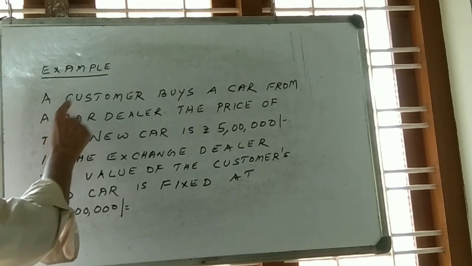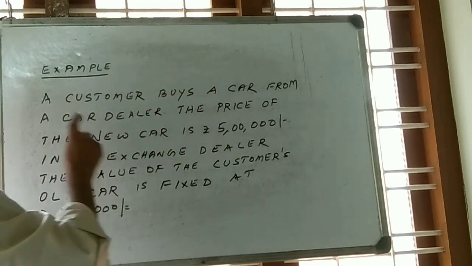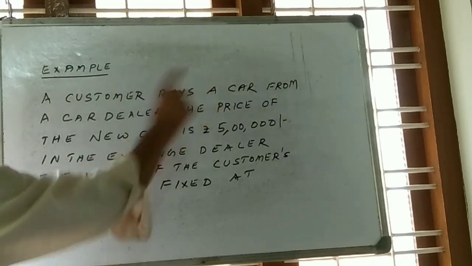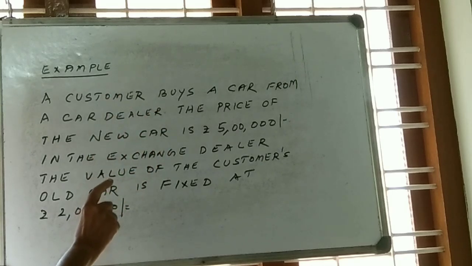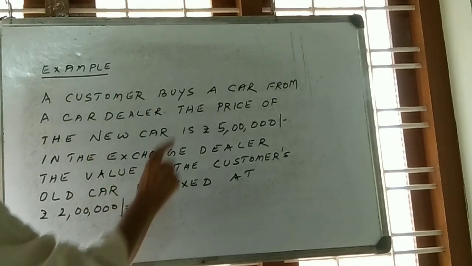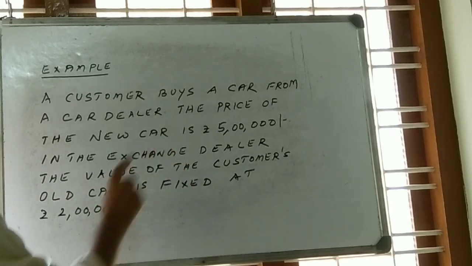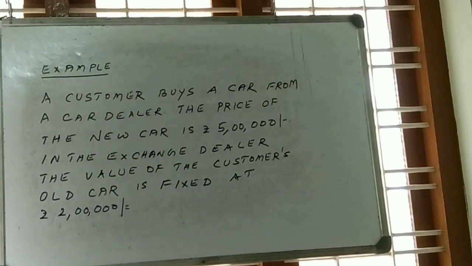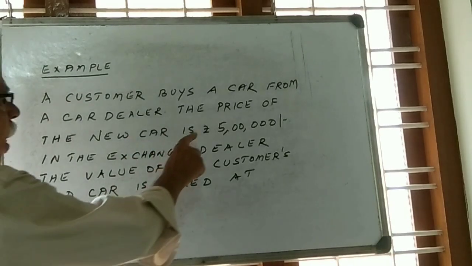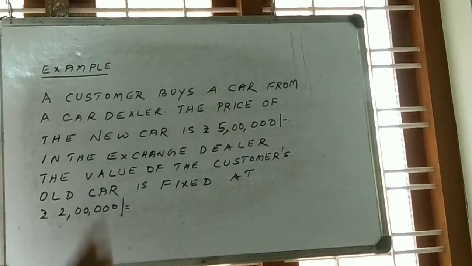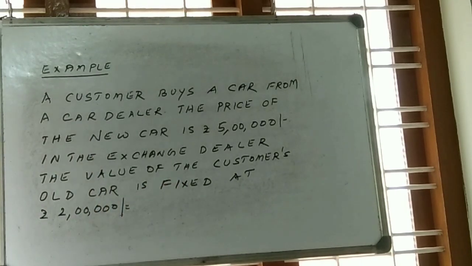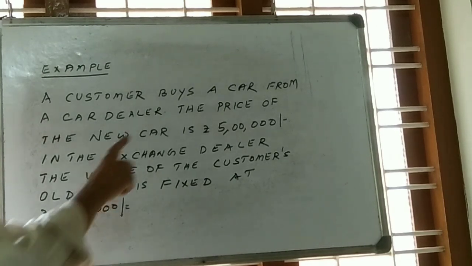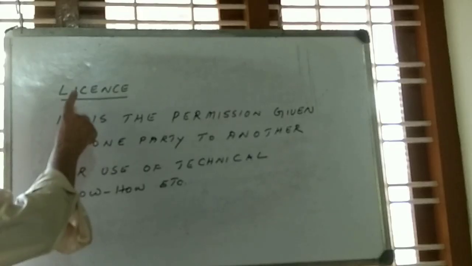Example: a customer buys a car from a car dealer. The price of the new car is rupees 5 lakh. In the exchange deal, the value of the customer's old car is fixed at rupees 2 lakh. In this case, the total value of the new car is 5 lakh less value of old car exchange 2 lakh. So the net payment to be made by the customer will be 3 lakh. But GST will be charged on the entire 5 lakh.